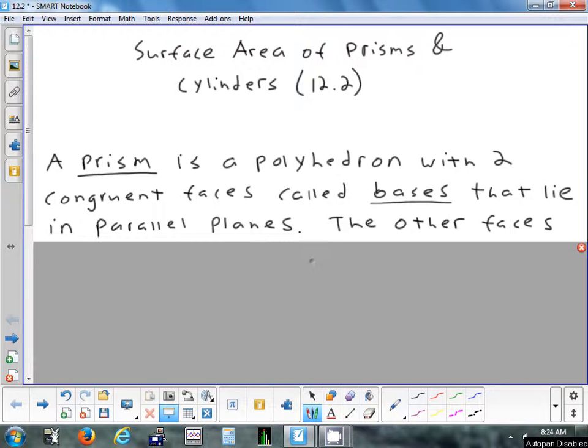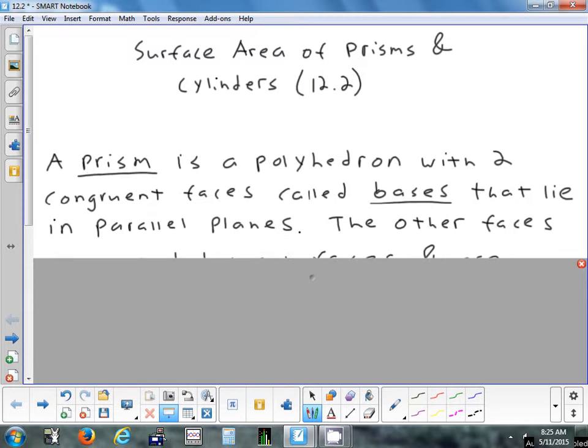Okay, now when you mention prism to somebody, a lot of people have kind of a generic picture in mind when they think of a prism. But there's all kinds of prisms. Okay, a prism is basically, it has to be a polyhedron, and it has to have two congruent faces that we call the bases. Okay, the bases could be squares. Okay, that would make it a rectangular prism, or it could be a cube.